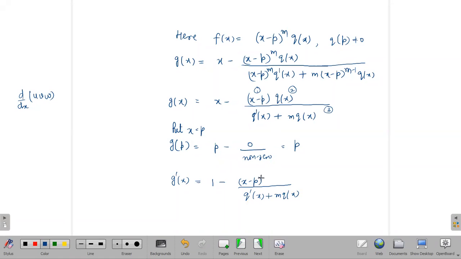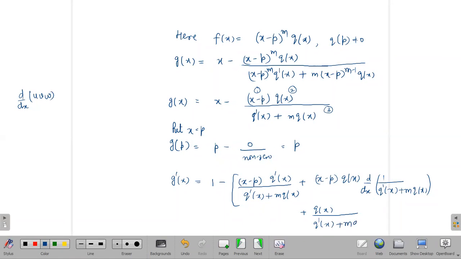and take the derivative of second function. It is q dash of x. So then first and second as it is, x minus p into q of x, and you have to take its derivative. Just write d by dx 1 by q dash x plus m times q of x. You will get some function of x plus. So now this time second and third as it is, q of x as it is, q dash x plus m times q of x into 1. This you are getting.